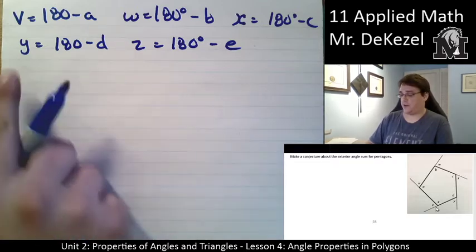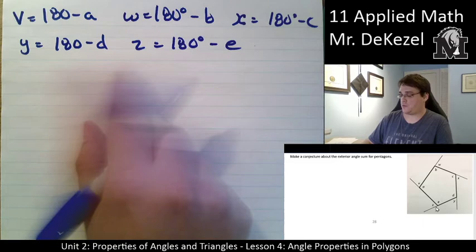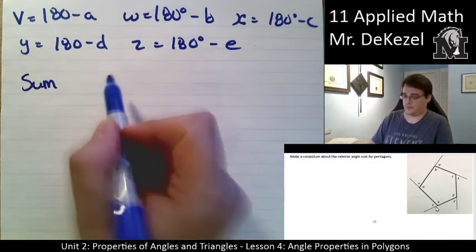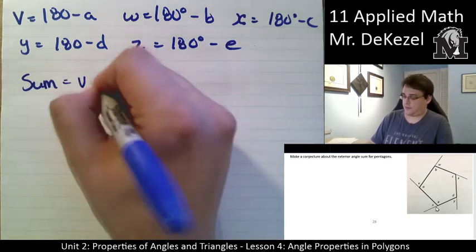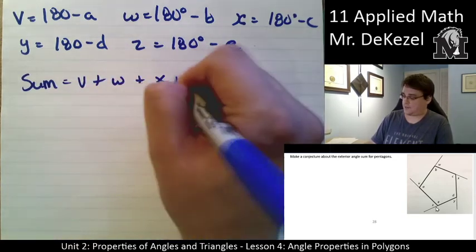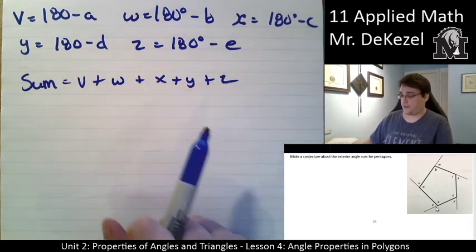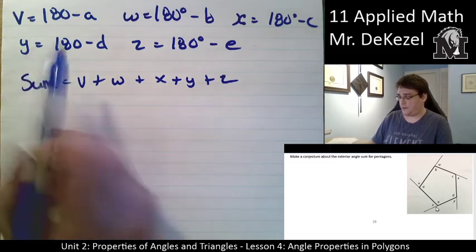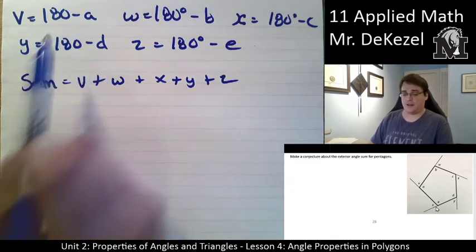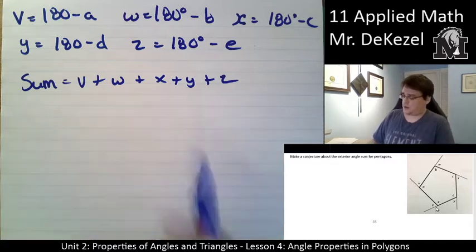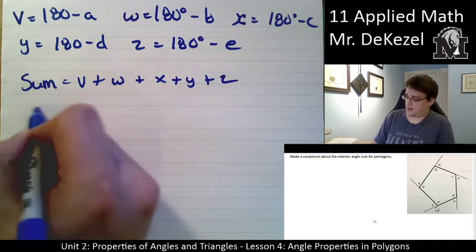What I want to do is find out what the sum of V, W, X, Y, and Z is. So the sum that I'm looking for is equal to V plus W plus X plus Y plus Z. Now, using the transitive property, every time I see a V, I'm going to plop in 180 degrees minus A. Essentially, I am relating the exterior angles to the interior angles, of which I know for a fact what they are.